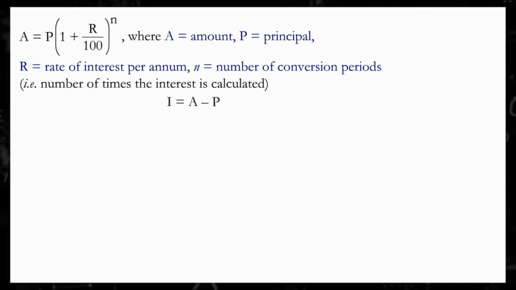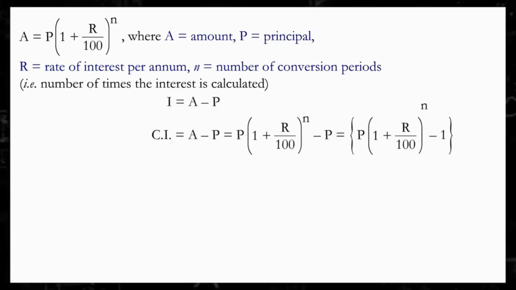Since I is equal to A minus P, so CI is equal to A minus P, which is equal to P into, in the brackets, 1 plus R upon 100, the whole raised to the power n, minus P, which is equal to, in the curly brackets, P into, in the brackets, 1 plus R upon 100, the whole raised to the power n, minus 1, curly brackets closed.